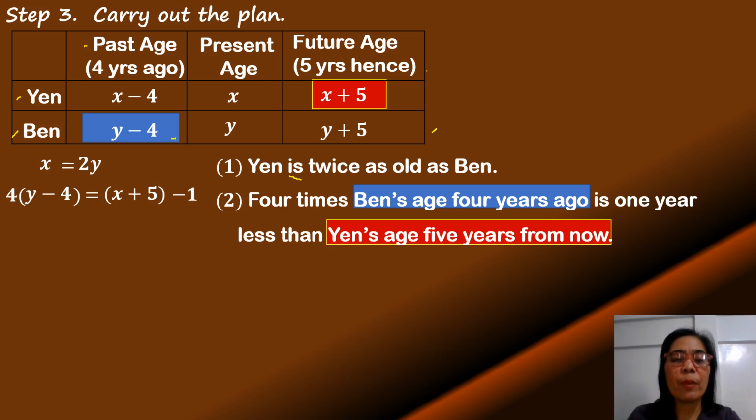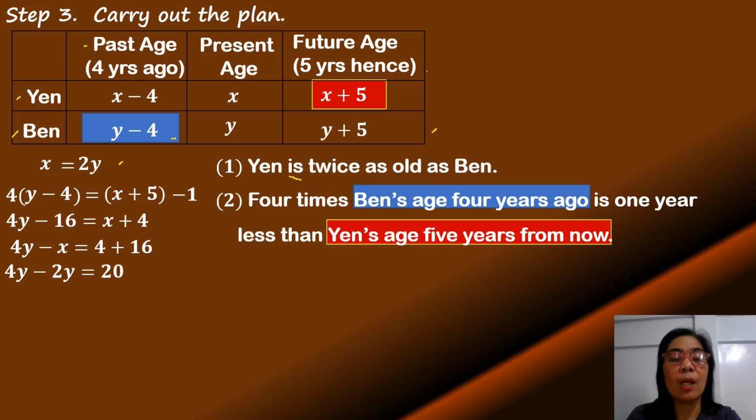Okay, so we are now ready to simplify. We remove the grouping symbol using the distributive property. So we have 4y minus 16 is equal to x plus 5 minus 1, that is x plus 4. Or we can write this as 4y minus x is equal to 4 plus 16, by the addition property or by transposition. Then we have the value of x equal to 2y. We can do substitution. So we have 4y minus x, whose value is 2y, is equal to 4 plus 16, which is 20. Simplifying, 4y minus 2y is 2y, that is equal to 20. By the division property, y then is equal to 10.